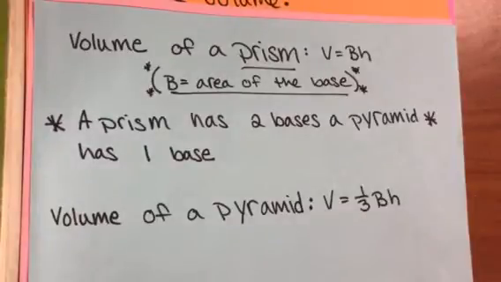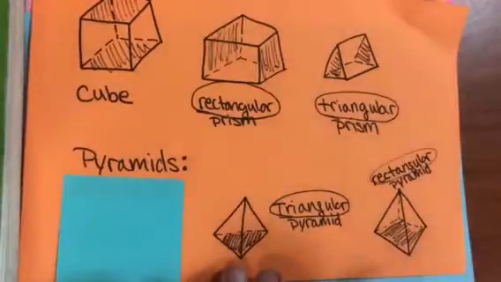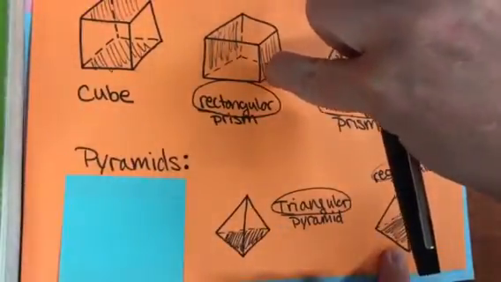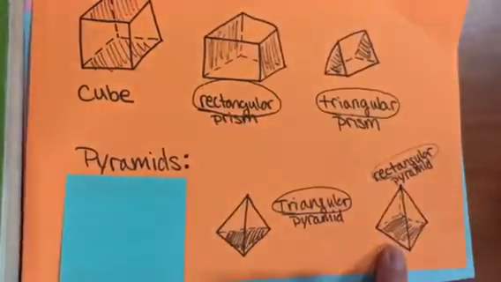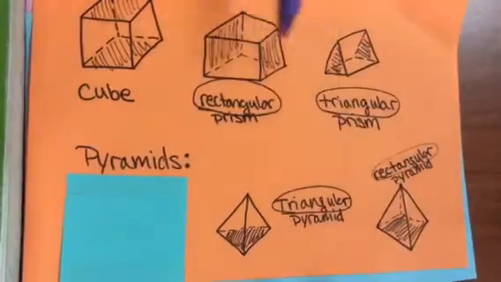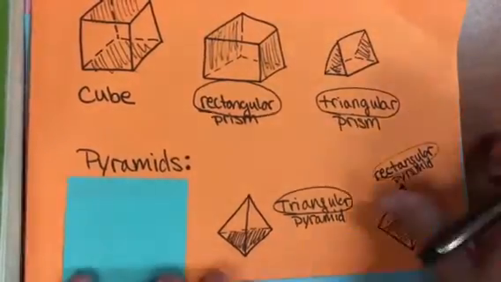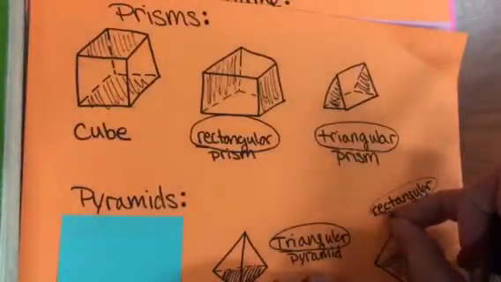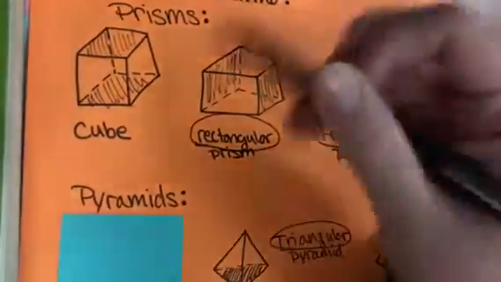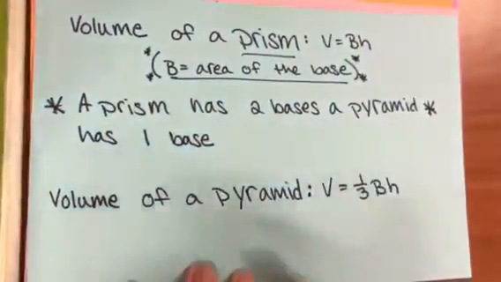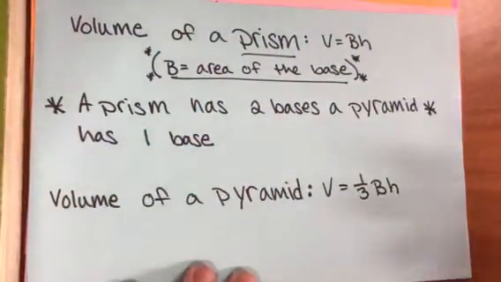What do you guys think? Well, if I were to put my rectangular pyramid inside my rectangular prism, it would fit in there 3 times, assuming the dimensions are exactly the same. 3 of these would fit in here. So that's why it's 1/3. The pyramid comes to a point, which takes away so much of the space that would be in the rectangular prism. So that's why your formula has the 1/3 in it.